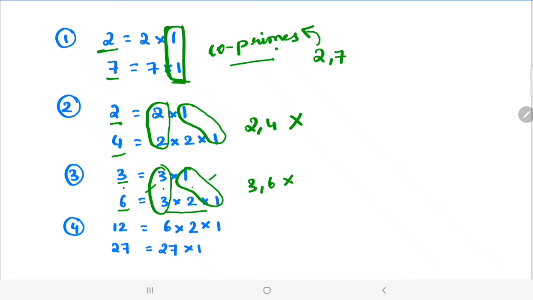Okay. Coming to the fourth example, we can write 12 as 6 into 2. We can write 27 as 27 into 1. So here if I just see, I can take 1 as common. Here nothing is common except 1. Only 1 is common. So 12 and 27 are co-primes.